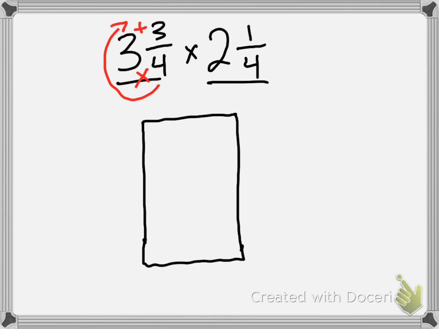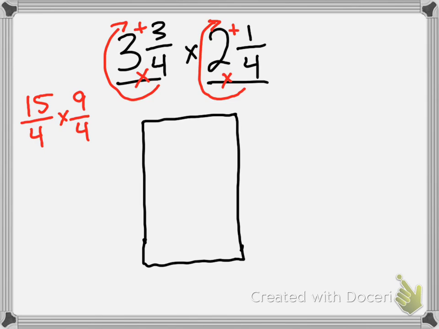So we have 4 times 3 is 12, plus 3 is 15. I'll write this right here. And the denominator is still fourths, and we're going to multiply and then again add going around this way. So 4 times 2 is 8 plus 1, and that's 9 fourths.